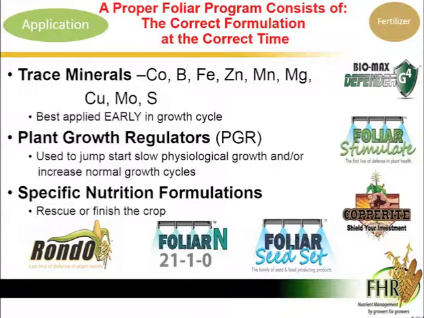Plant growth regulators, a PGR, such as foliar stimulate. You look at specific nutrient formulas, the Rondos, which is a bulker, foliar N, which is a supplemental N source that gives that quick burst to be able to change that plant. If you're in more of a male cycle, you want to switch it over to quick female. That's one thing to look at.